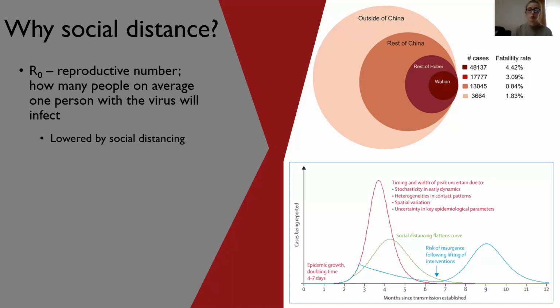So that's really what's important to take away about social distancing: we want to avoid the high fatality rate, like was observed in Wuhan, where they really couldn't respond to the virus with social distancing measures, compared to the rest of China, where social distancing was very effective.